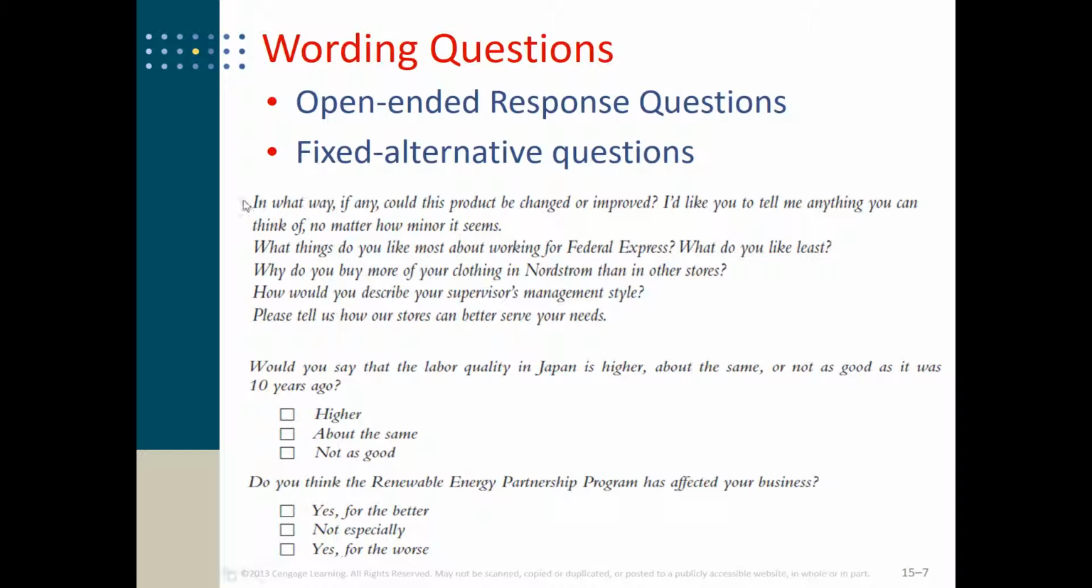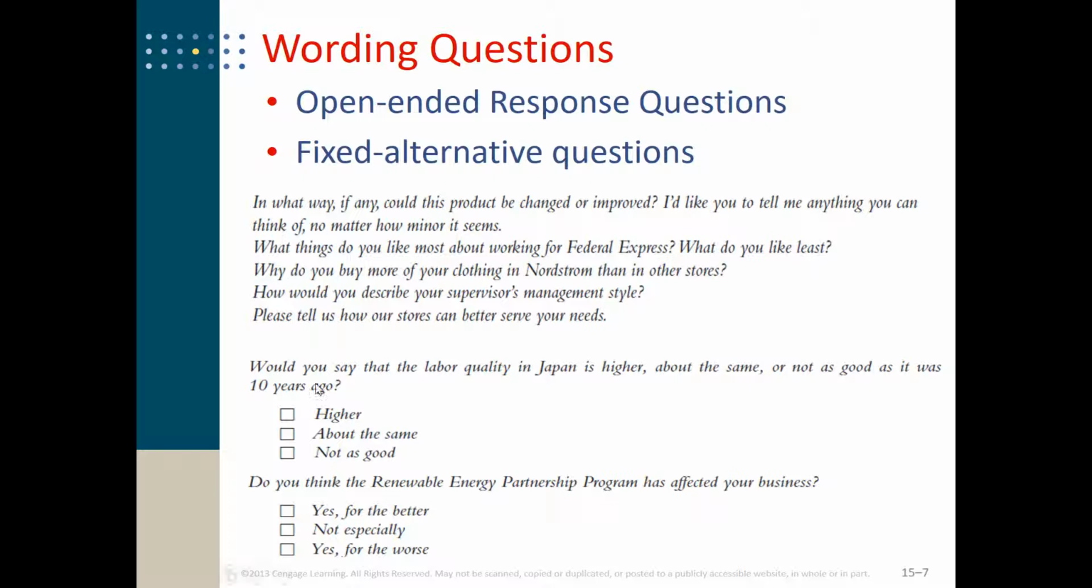For example, in what way, if any, could this product be changed or improved? I would like you to tell me anything you can think of, no matter how minor it seems. What things do you like most about working for Federal Express? What do you like least? These questions are examples of open-ended questions. You ask questions and you ask your respondents to answer in their own words.